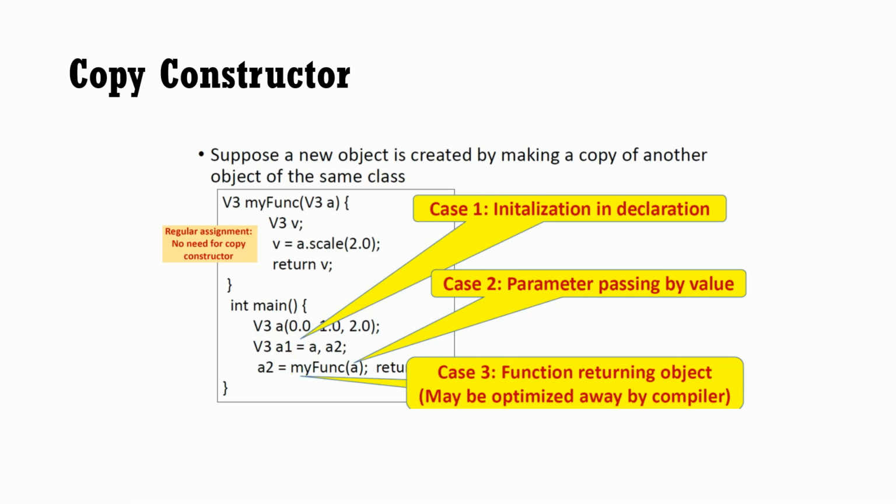Now, the second object that we have here, v3 a2, is calling the default constructor. So here we have three constructors called. This one is calling the parameterized constructor or non-default constructor. This one is calling the copy constructor, and this one is calling the default constructor.